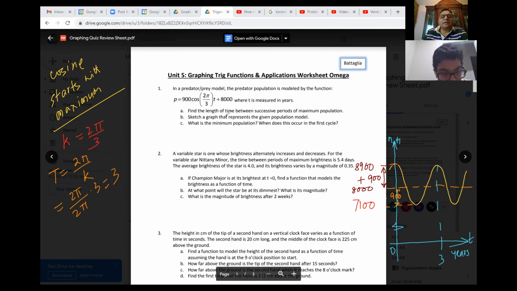Correct. Find the length of time between successive periods of maximum population. So it is 3, right? So it begins with maximum, and after 3 years, it will again be a maximum. Clear? So first answer is 3 years. B. Sketch the graph that represents the given population model. So let's write down this as the population with time t, right? So let me rewrite.